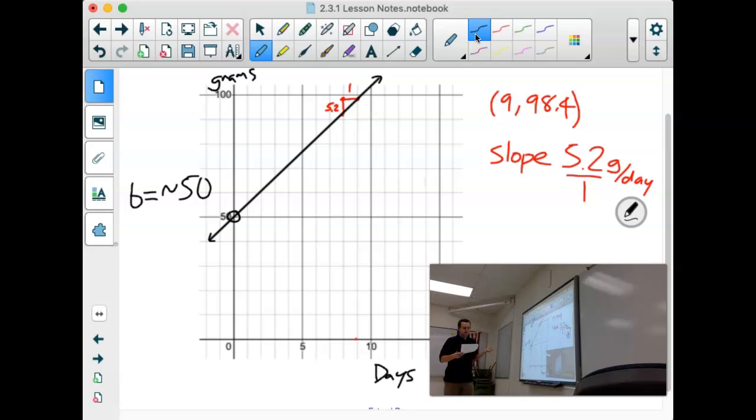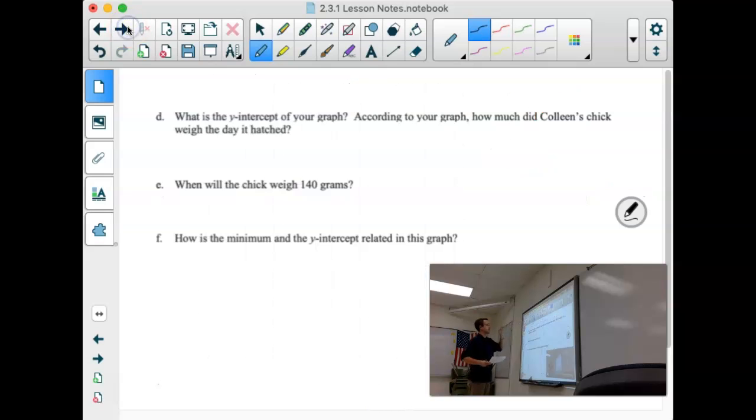So when will the chick weigh 140 grams? That's part E. If we know that our equation is 5.2x, where 5.2 is our slope, we're adding our intercept, which we guessed to be about 50. So let's put 50 in here, just for the sake of putting something in.